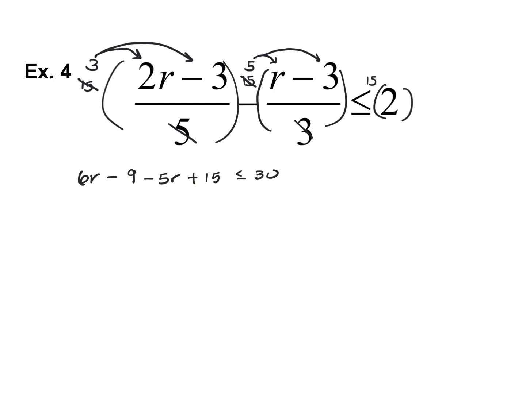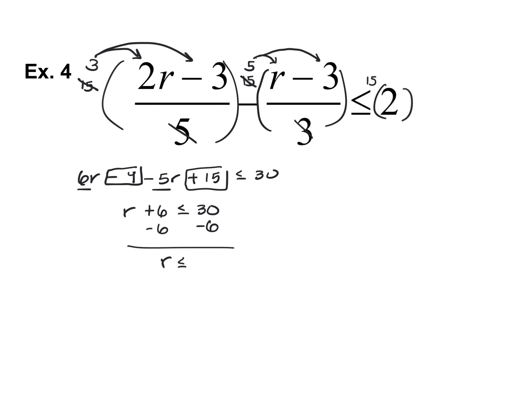Now I'm going to combine like terms and combine the r's, and that just gave me 1r, or r. Combine the integers, which I have negative 9 and positive 15, and that gives me positive 6 is less than or equal to 30. Subtract 6 on both sides, and I get r is less than or equal to 24.